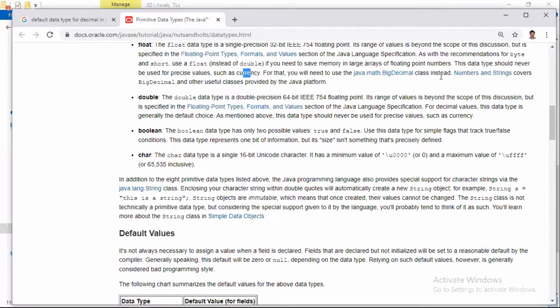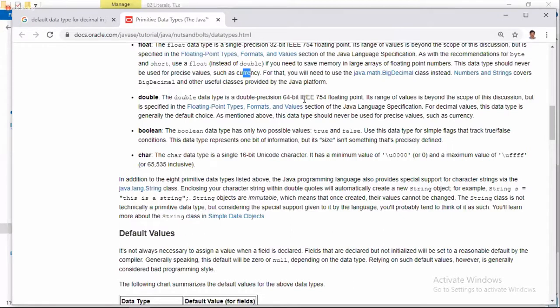java.math.BigDecimal class. Okay. If you want to work with currency, don't use float for currency values. You must use the java.math.BigDecimal class instead. Numbers and Strings covers BigDecimal and other useful classes provided by the Java platform.